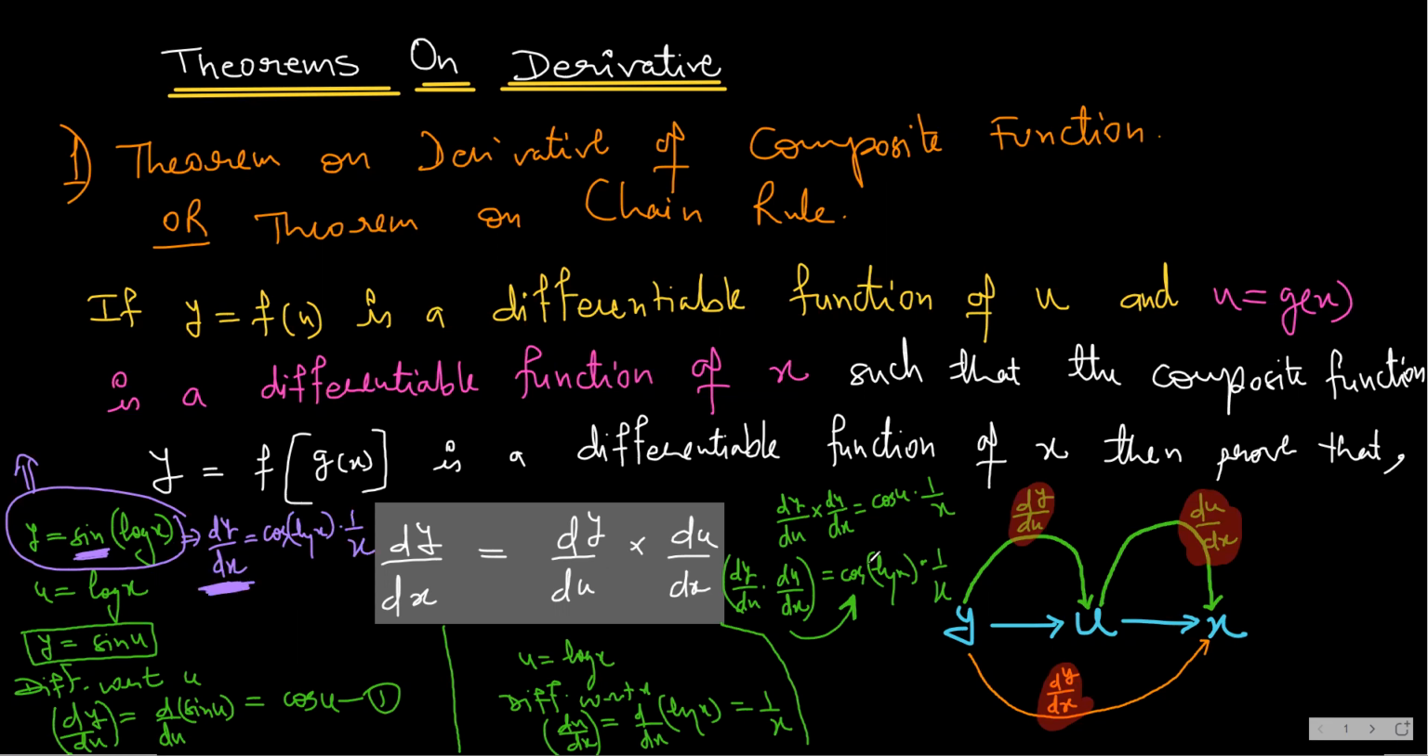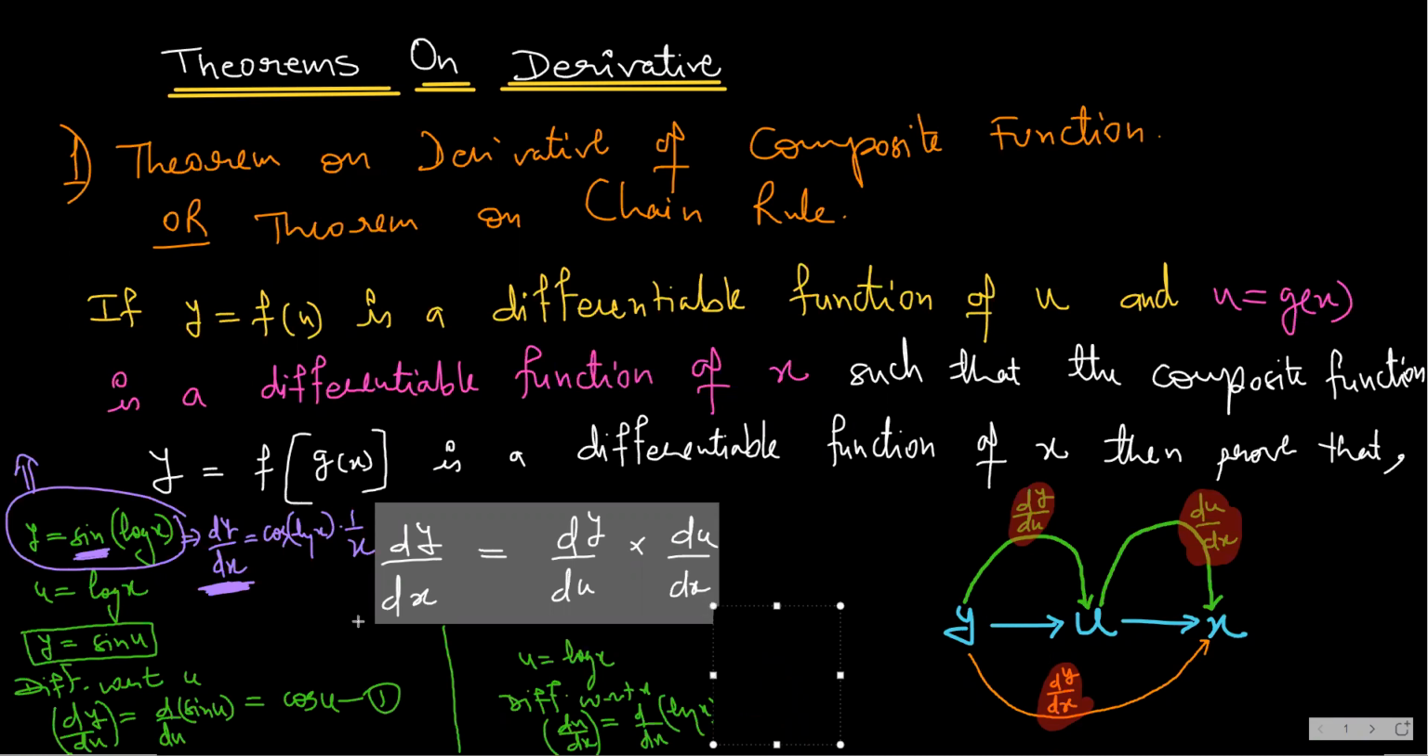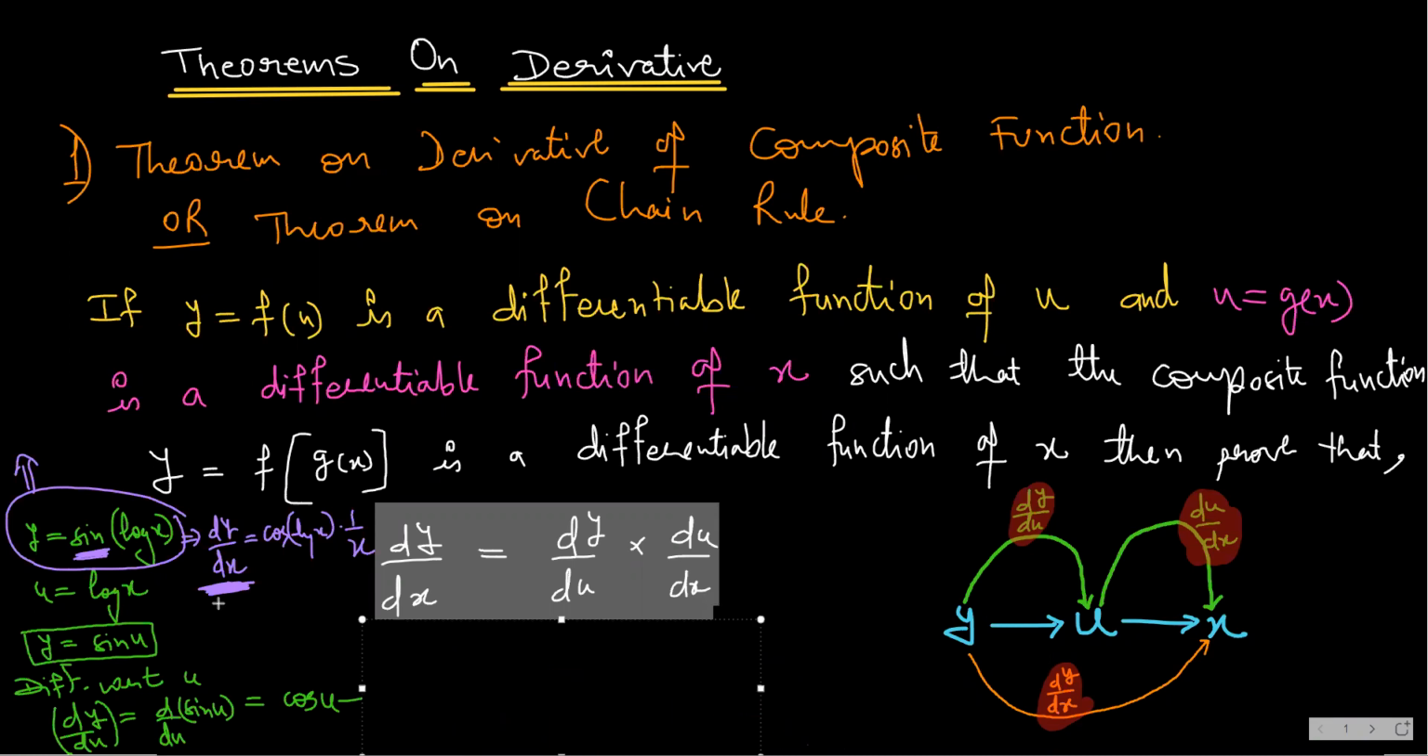dy by dx is dy by du into du by dx, and that is what we have to prove here. I hope you have understood this. We had been using the theorem to find the derivative of composite functions, but we had been using it directly without having proved it. Today we are going to prove it. So let us start with the proof.